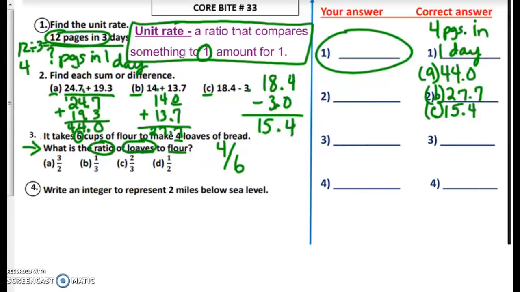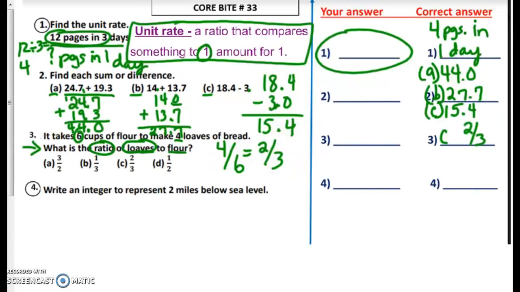ratio. Now notice that 4/6 is not one of those answer choices. That is because you need to simplify this ratio to 2 to 3. So the correct answer for C was 2 to 3. For every 2 loaves, you would use 3 cups of flour. That's what that ratio means.